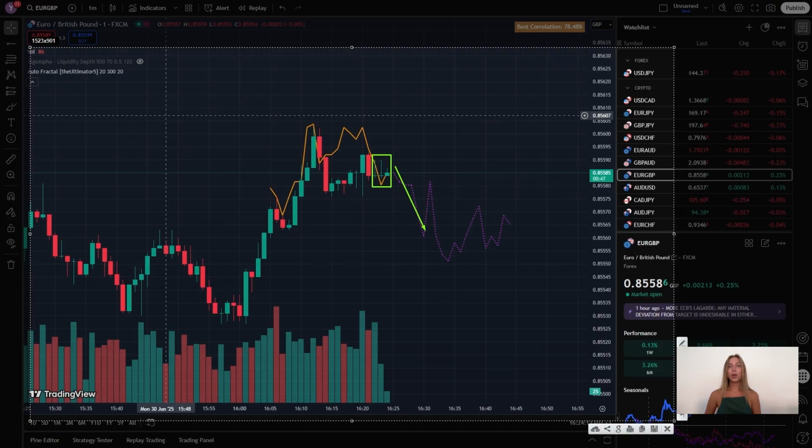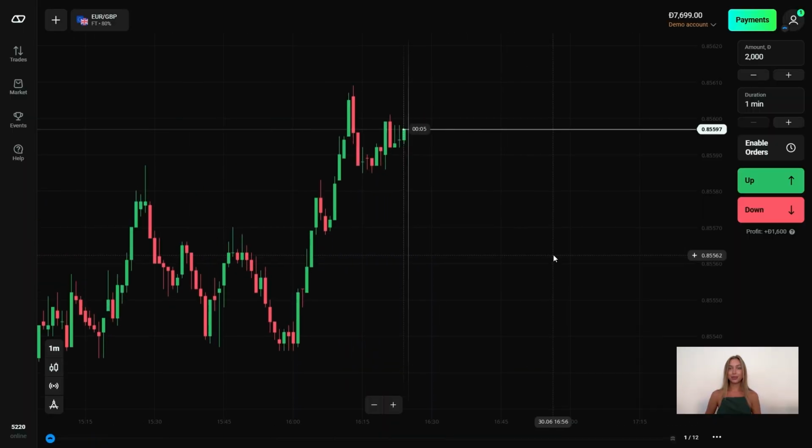So I opened the required currency pair and I'm opening a trade down. My trade is open. If the trade closes in profit, my clean profit will be 80% of my trade amount. I believe the trade will really close in profit because there was a very good seller pattern here.